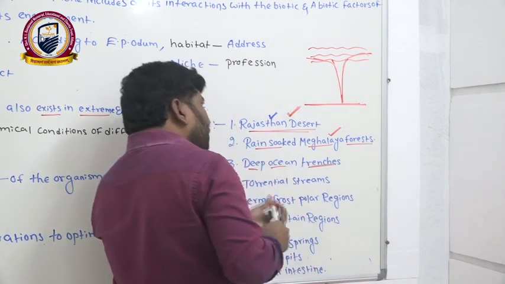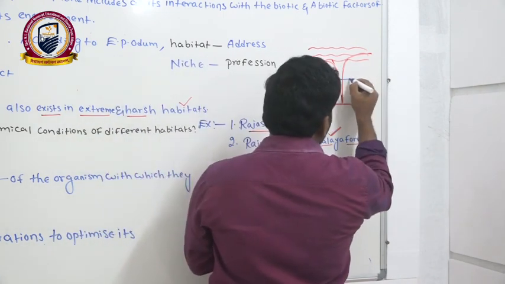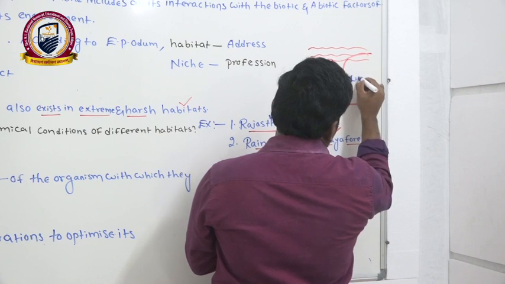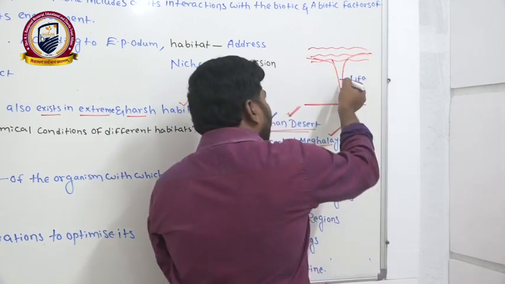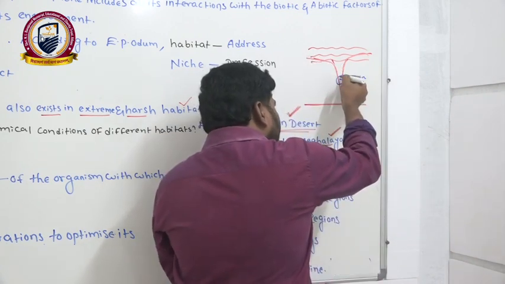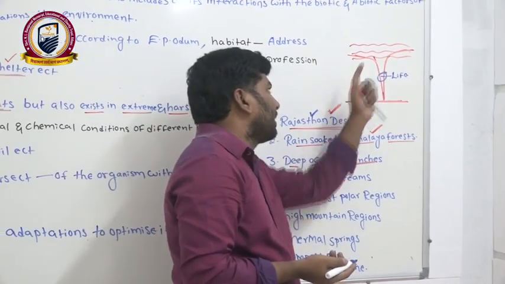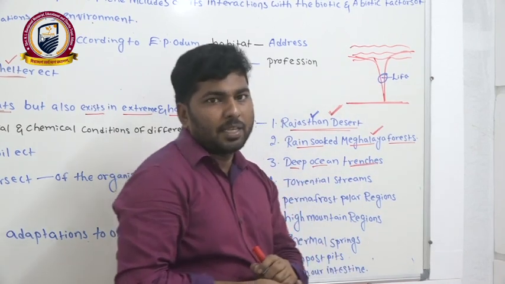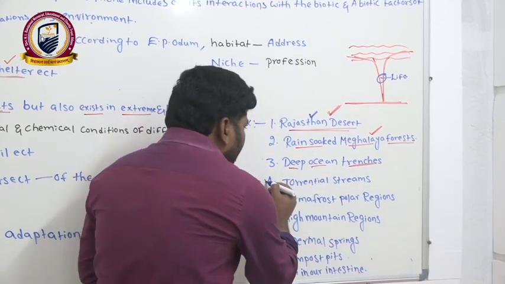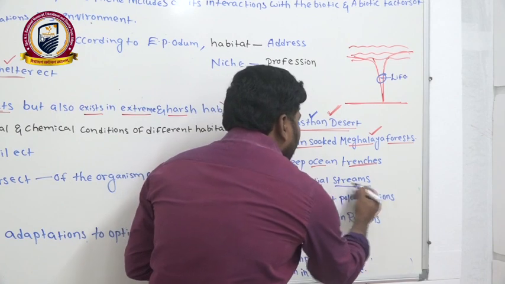Even in the deep ocean trenches, here also we are seeing life. Some of the organisms may live in this area also, in these trenches also. Okay, clear? Deep ocean trenches. Here also we have seen some of the organisms. Clear? Next one, torrential streams.